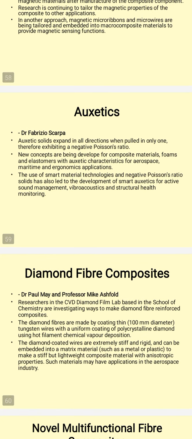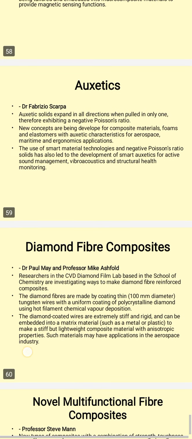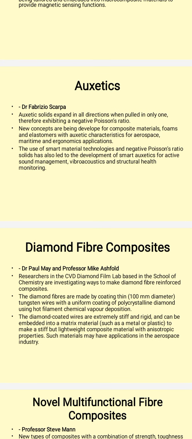Diamond fiber composites. They are diamond fiber reinforced composites. They have a thin coating of 100 micrometer diameter tungsten wires with a uniform coating of polycrystalline diamond using the hot filament chemical vapor deposition method. They are rigid, stiff, and can be embedded into a matrix material such as metal or plastic to make a stiff, lightweight composite material with anisotropic properties.